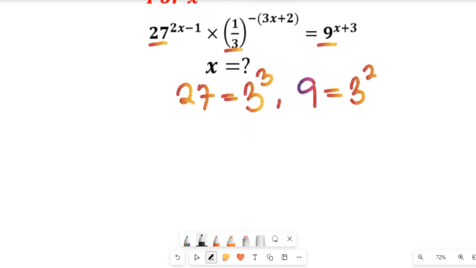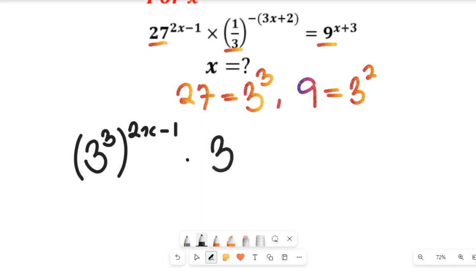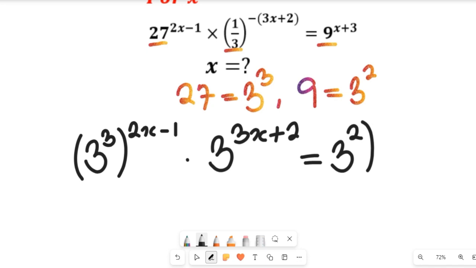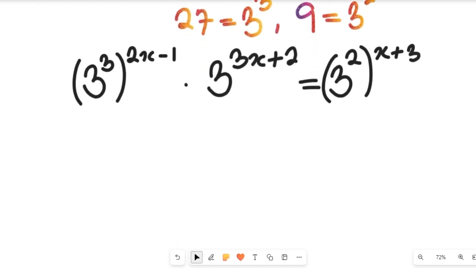Now, let's get started. So that equation will now give us 3 to the power of 3, right? And this will be all to the power of 2x minus 1, right? And this will be multiplied by, this will automatically give us 3 to the power of 3x plus 2. I want you to check that out to find out if that is actually true. This will give you 3 to the power of 2, all multiplied by x plus 3. Great. Now, how do we go about solving this?